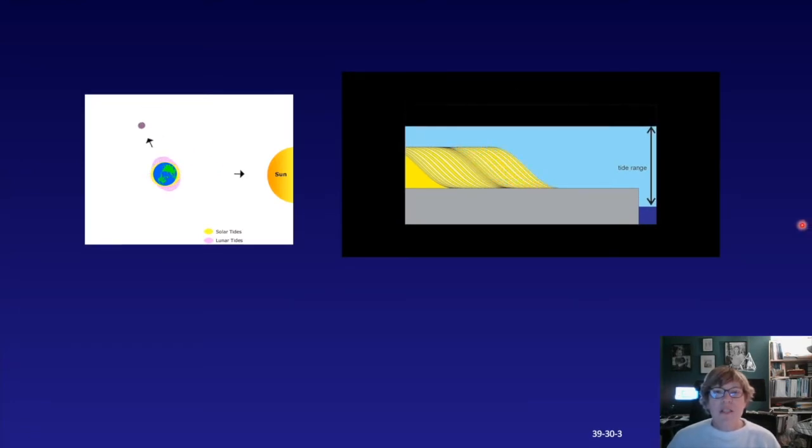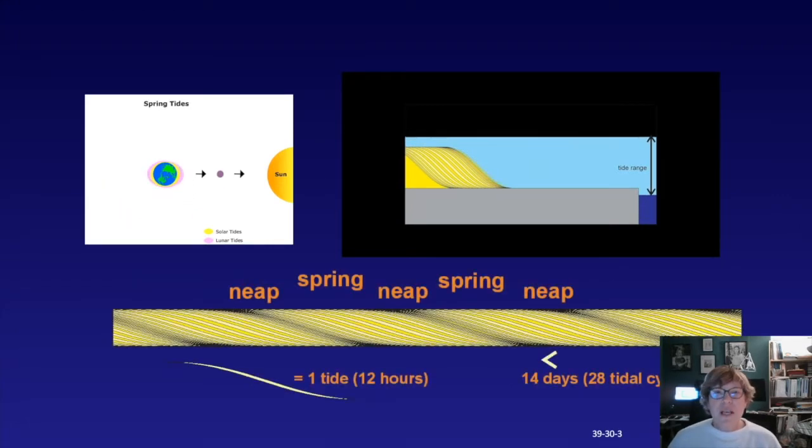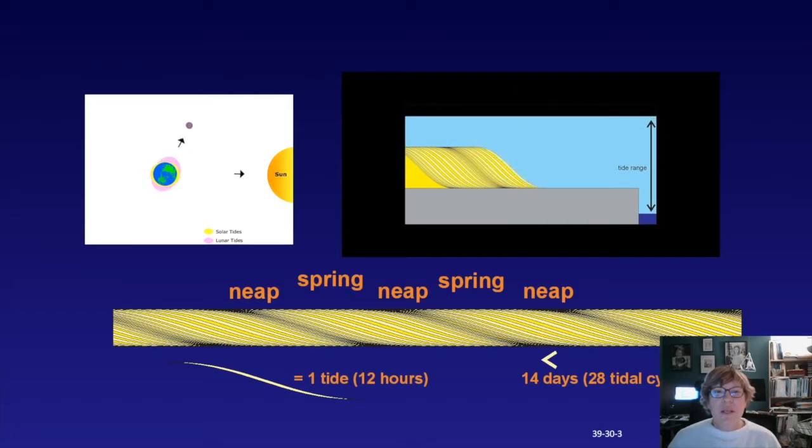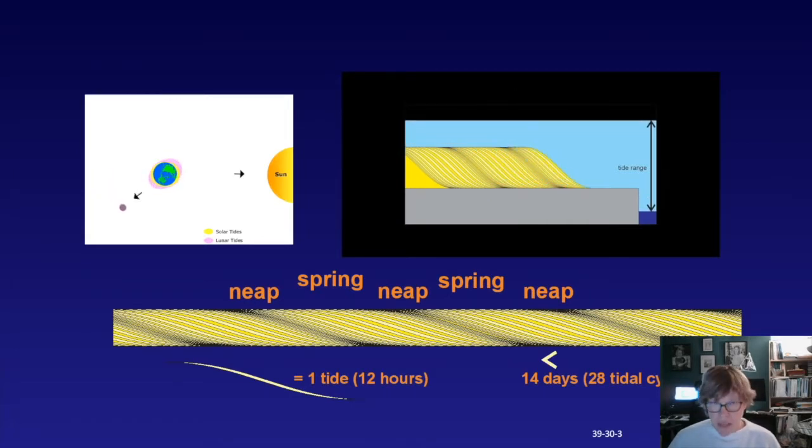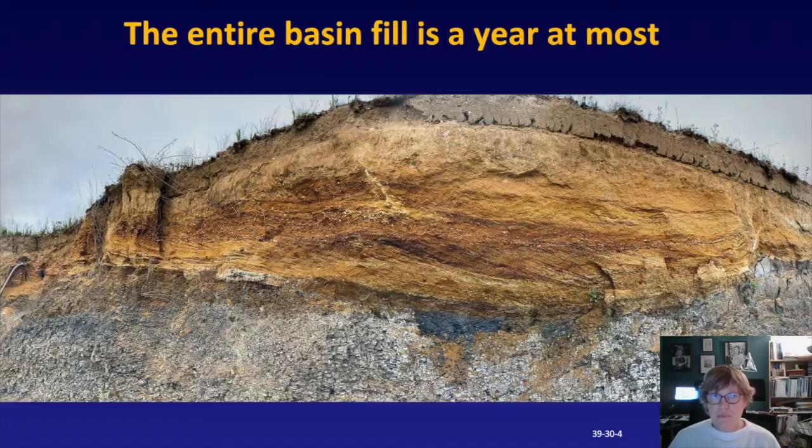Overall, these packages of spring neap deposition, called bundles, can be counted. One tide every 12 hours and 28 tidal cycles every 14 days, and that is a spring neap cycle. And in this way, we can make a good estimate of the length of time the entire basin fill was deposited. And when we did this, it's less than a year.